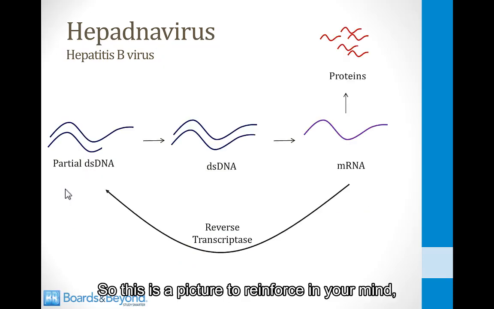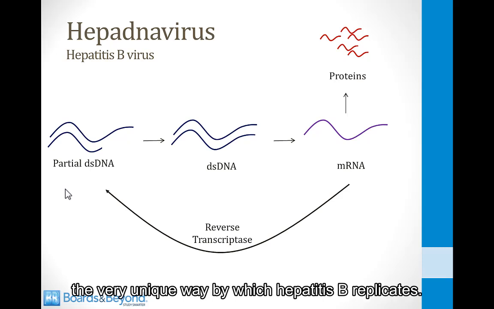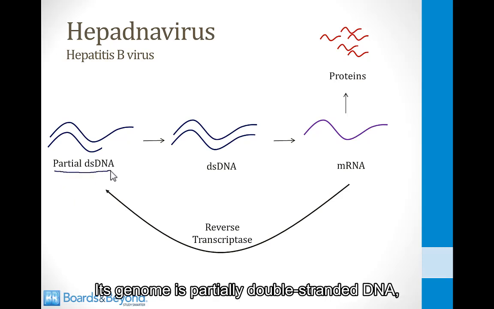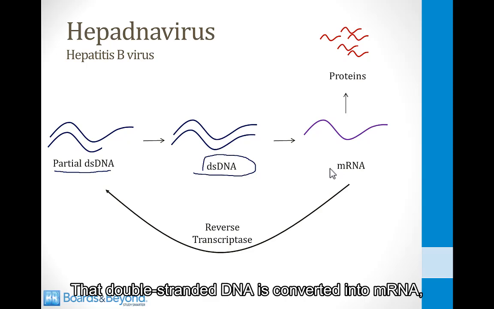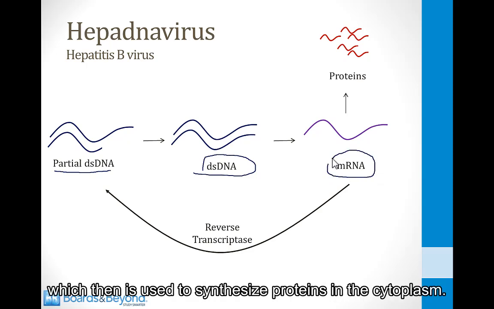So this is a picture to reinforce in your mind the very unique way by which hepatitis B replicates. Its genome is partially double-stranded DNA, which is converted to double-stranded DNA in the nucleus. That double-stranded DNA is converted into mRNA, which then is used to synthesize proteins in the cytoplasm.